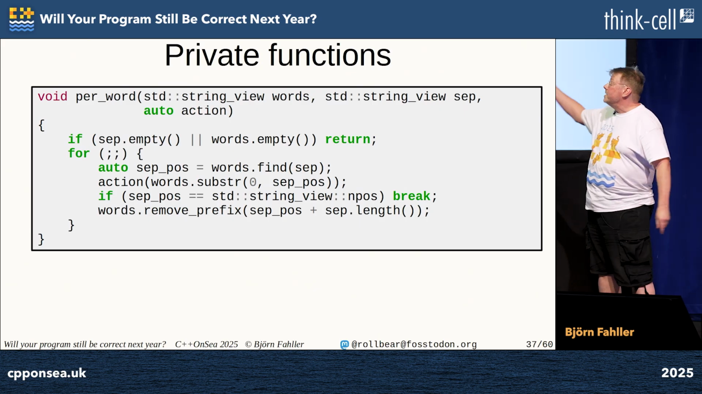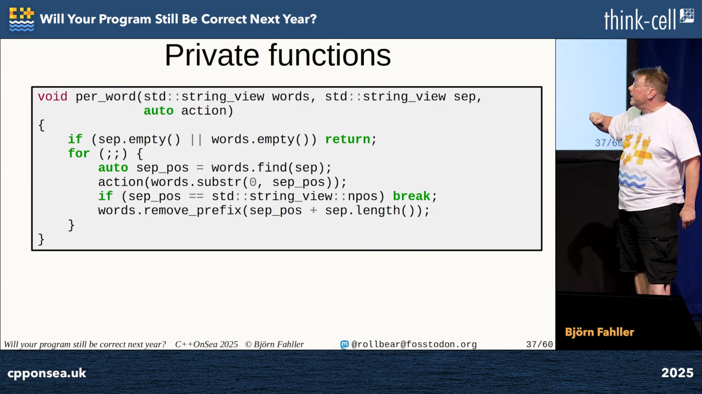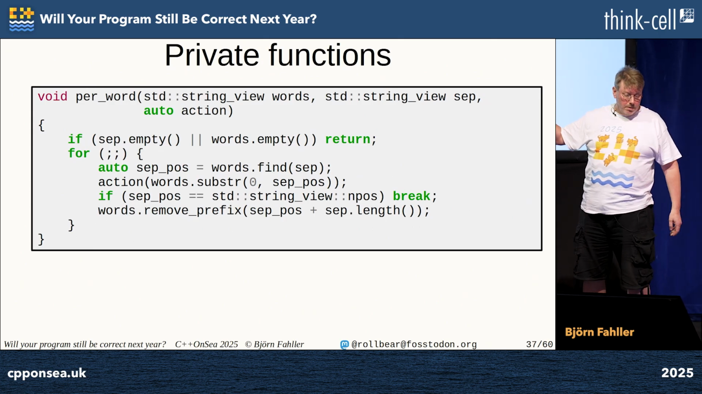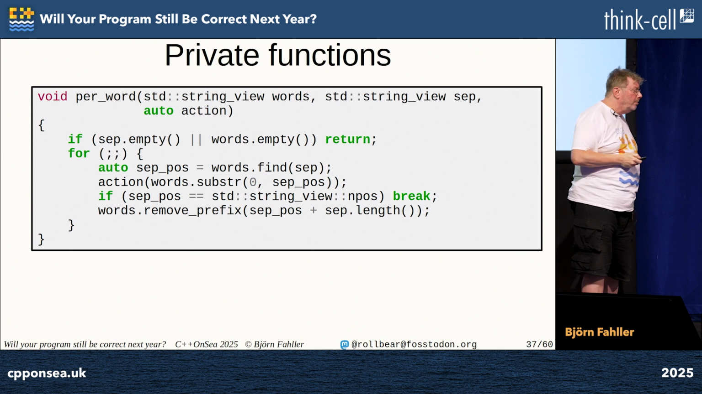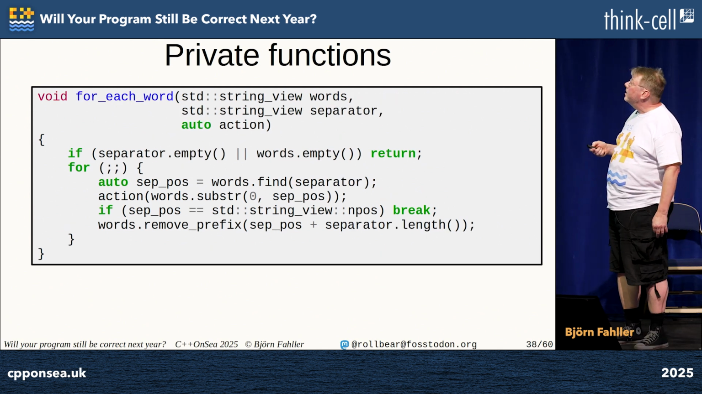So I have this freestanding per word function template. When it's on its own, it may be obvious that the name is not great. This is less not great.